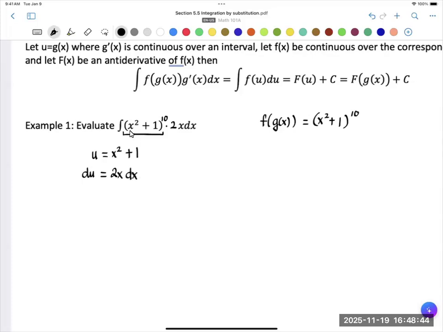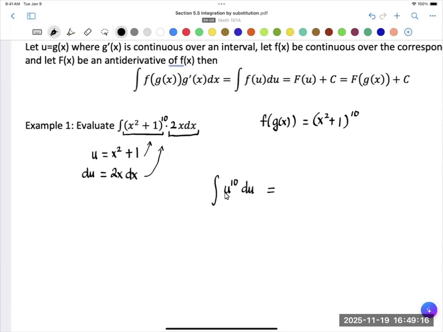Look, when you let u be something, you take the derivative of u, and it should equal the remaining function. So it's 2x dx, and that's du. When we substitute everything back into the integral, instead of x squared plus 1 to the power 10, we have u to the power 10, and instead of 2x dx, we have du. That gives us an integral that is easier to antidifferentiate.